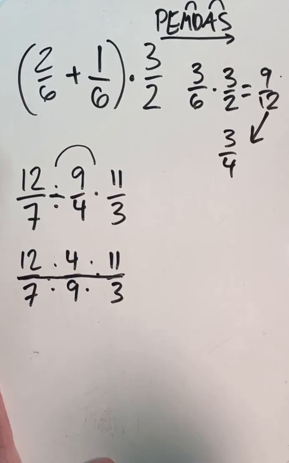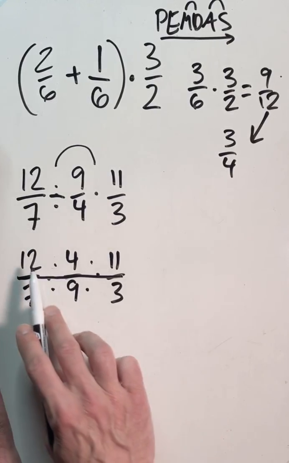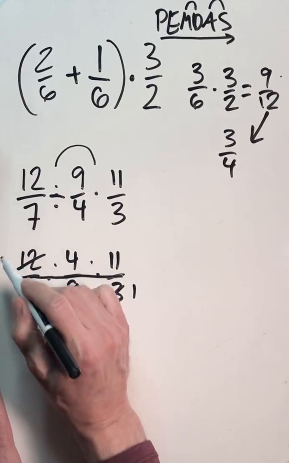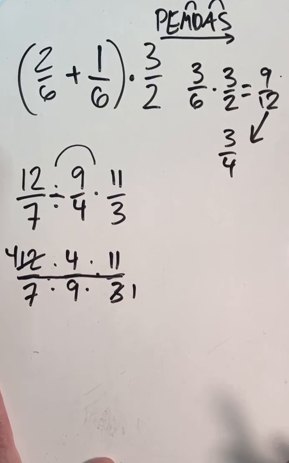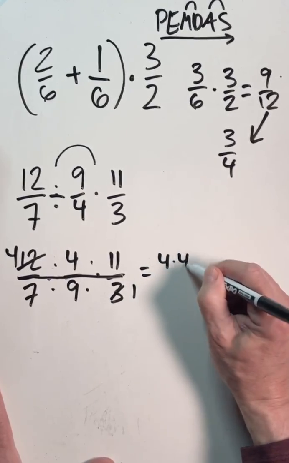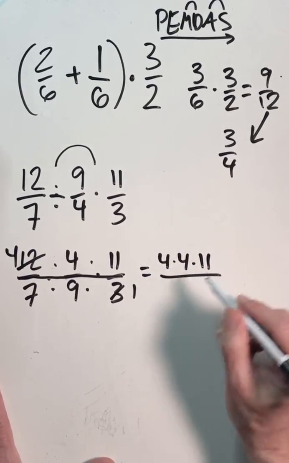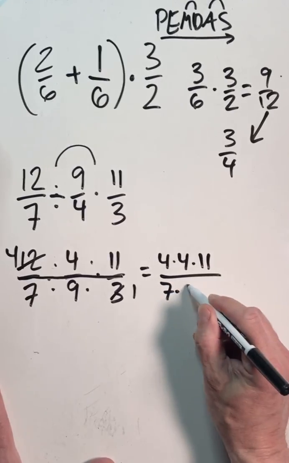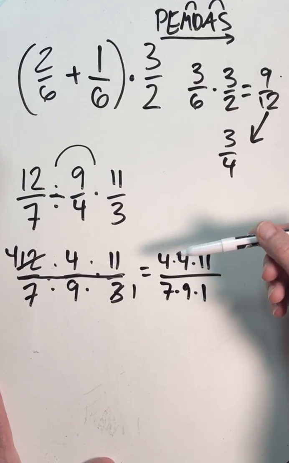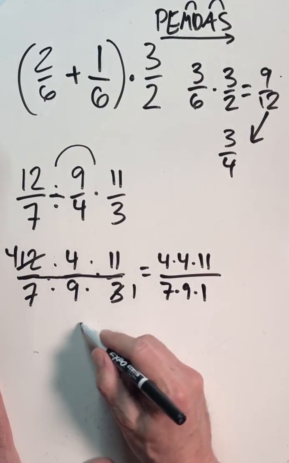You can also try to use your shortcuts here. Again, I know that 3 is a factor of 12, so 3 goes into 3 once, and 3 goes into 12 4 times. And now I can just multiply straight across. I have 4 times 4 times 11 divided by 7 times 9 times 1. 4 times 4 is 16. 16 times 11, I would have to write that out.